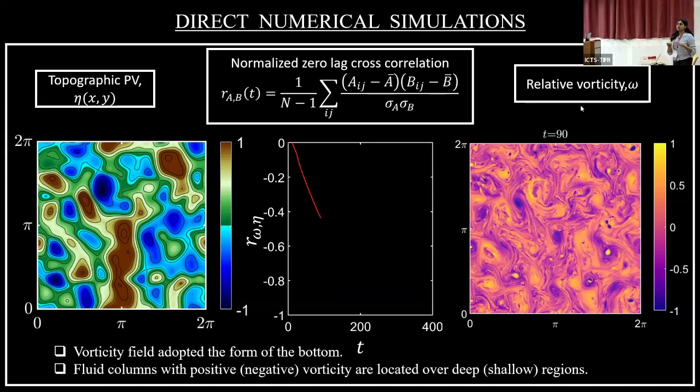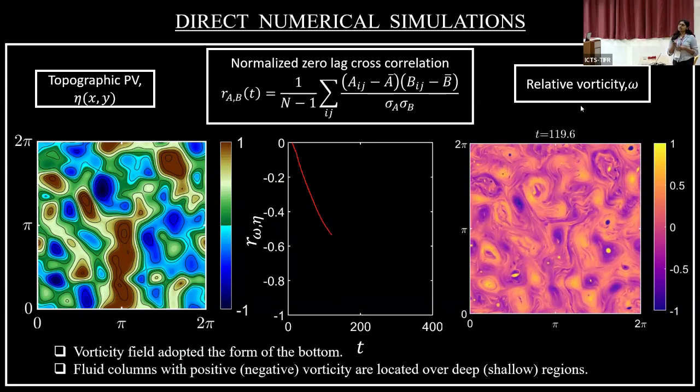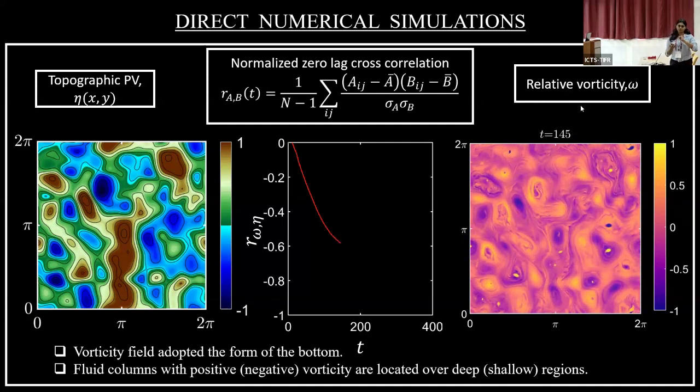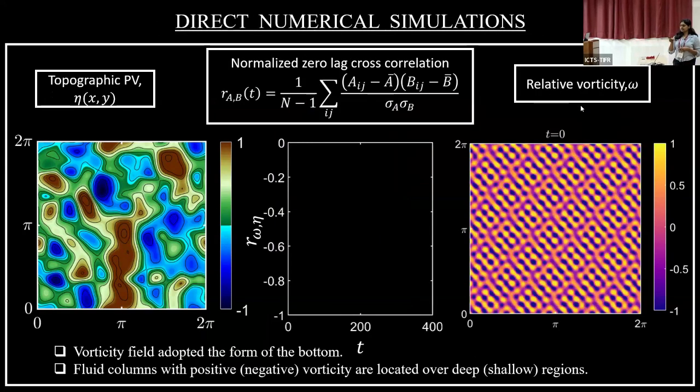It's a normalized zero lag cross correlation, and after some time we can see that the relative vorticity actually matches the contours of the topography, where the negative vorticity is present at the shallower regions and positive vorticity is located in the deep regions. So we can see that clearly there.